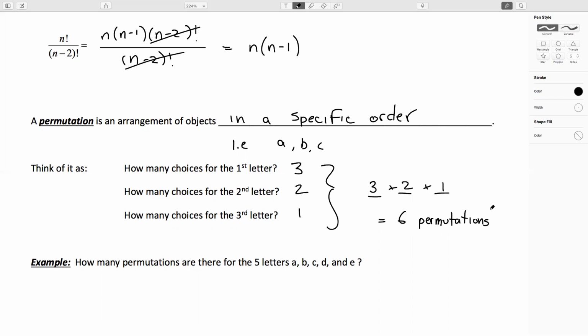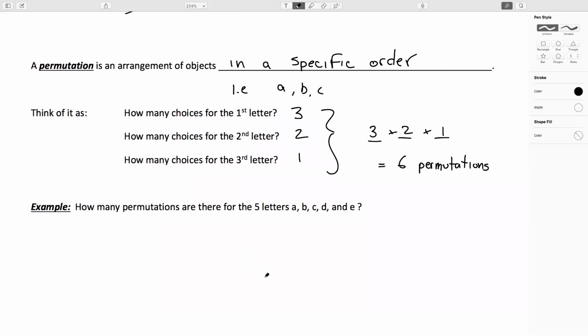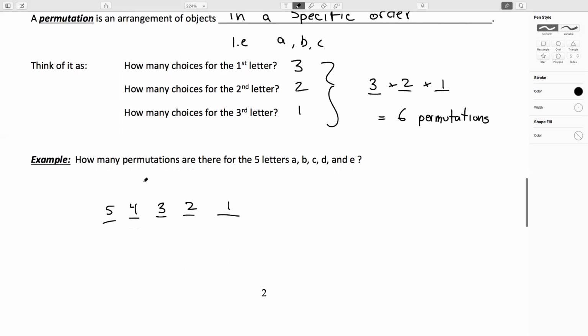Example, how many permutations are there for the letters A, B, C, D, and E? So now this one's a little different because there's 5 letters, but it's the same process. Use the fundamental counting principle. We've got 5 letters. How many options for the first letter? Well, we've got 5 letters, so 5. We've picked 1, so now there's only 4 options for the second, 3 options for the third, 2 for the fourth, and 1 for the fifth. So technically, this equals 5 factorial, or 5 times 4 times 3 times 2 times 1. We would have 120 permutations of those 5 letters.